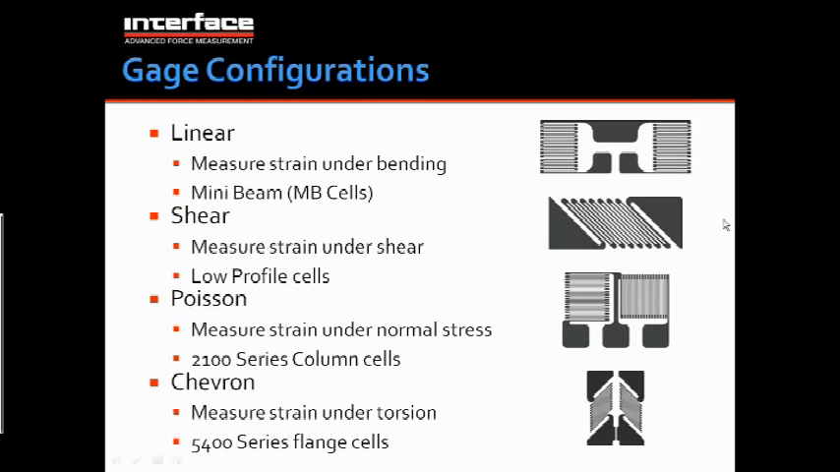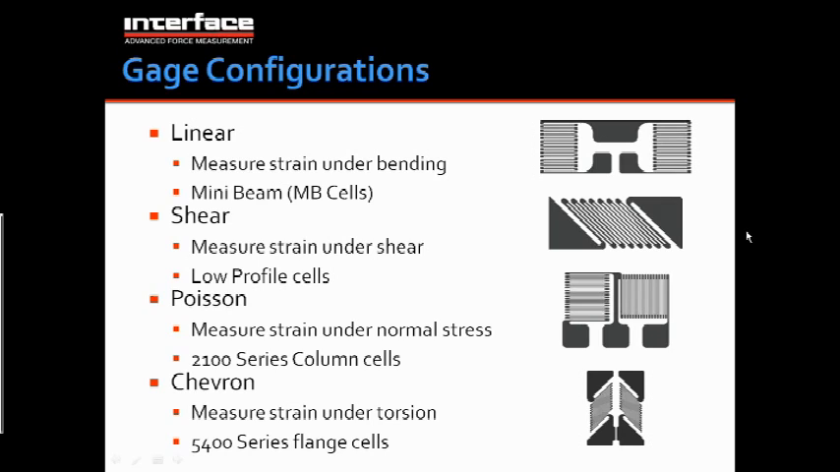Here we have several gauge configurations, and it all depends on the type of strain gauge to be used. It depends on the type of load cell and the application that it's intended for. The first image on the top is that of a linear strain gauge, and these are the strain gauges that are used to measure strains under bending. These are the type of strain gauges that are used in the manufacturing of MB-type load cells or bending beam load cells.